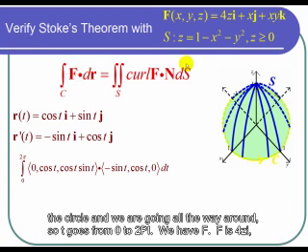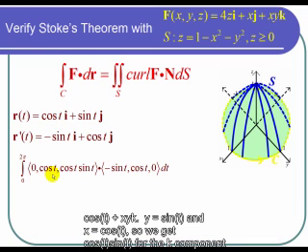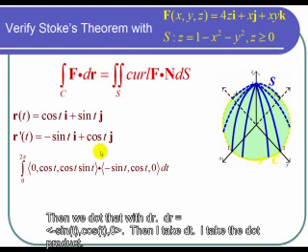And we have F. F is 4z i. The z component is 0 for this curve. So we get 0. And then plus x j. x is equal to cosine t. So there's the cosine of t. Plus xy k. y is sine t, and x is cosine t. So we get cosine t times sine t for the k component. So then we dot that with dr, and dr is negative sine t, comma cosine t, comma 0. Then I take dt.